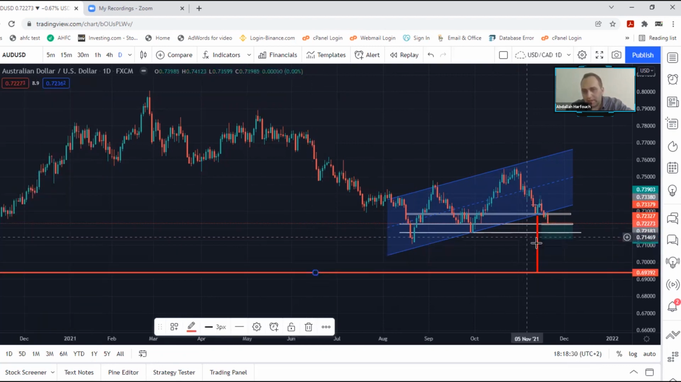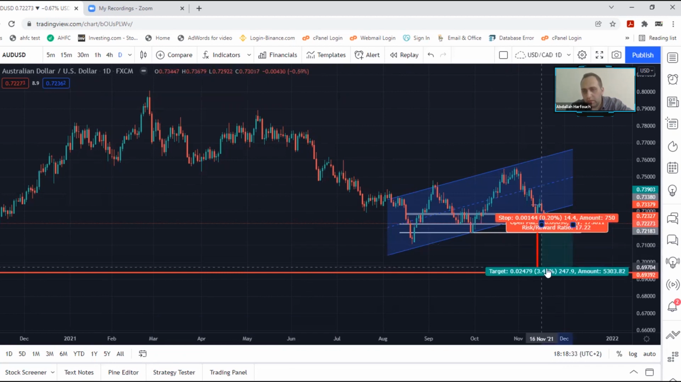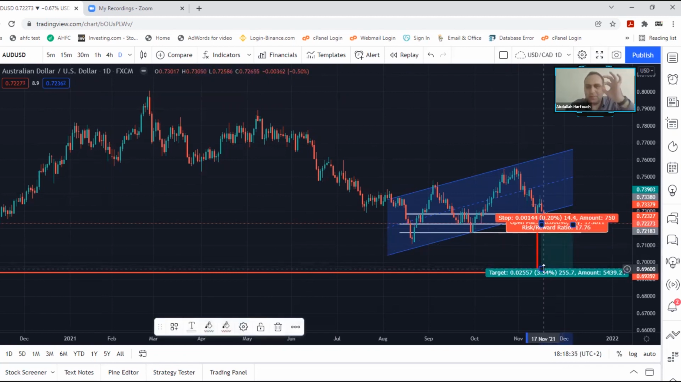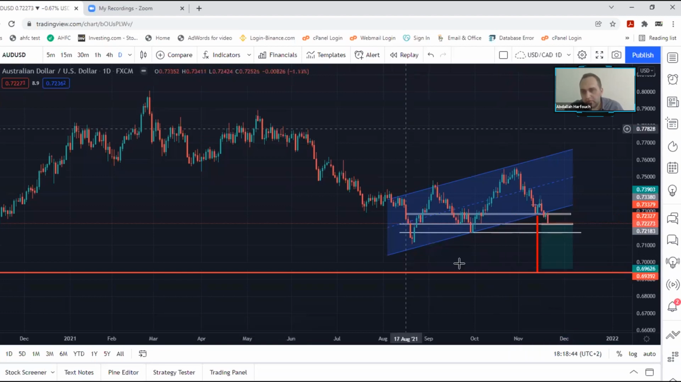Make the shadow up, you can keep even all the move down, even 20% or even 10% from your lot you can keep it for a full target of 255 pips, and we might reach the 0.70 and 0.6960 as a full target.